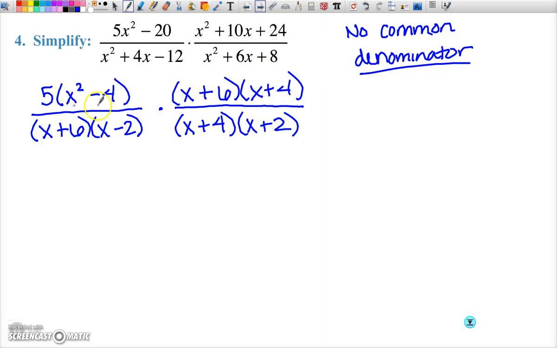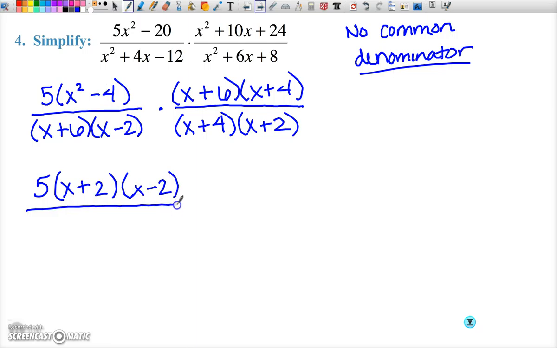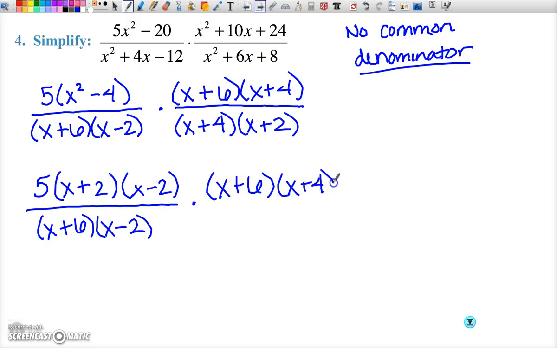And the only thing we have left is to factor that piece right there. So the 5 stays, and these are both perfect squares. So we make our little skeleton to fill it in, and it's 2x times x gives you x squared, 2 times 2 gives you 4, 1 positive, 1 negative. And then we have our denominator, x plus 6 times x minus 2. And then over here, x plus 6 times x plus 4. And that goes over x plus 4 times x plus 2.